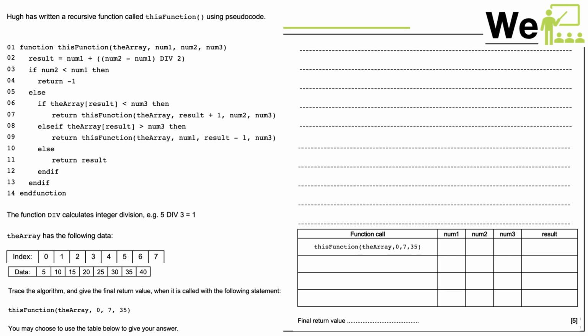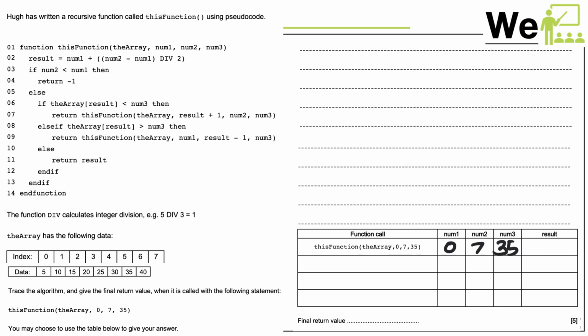Hey, how about we just use the trace table? They've helped us out here. They've actually given us a trace table to use. Should we just do that? Yeah. So first time around then, in the trace table here, we send these values. Num1 would be 0, num2 would be 7, and num3 would be 35.